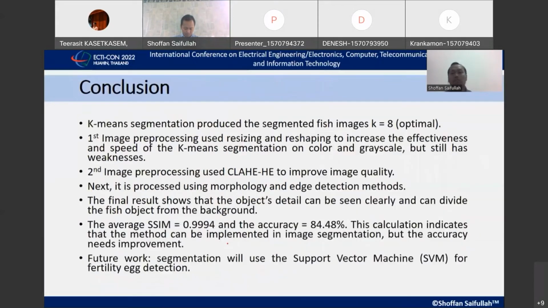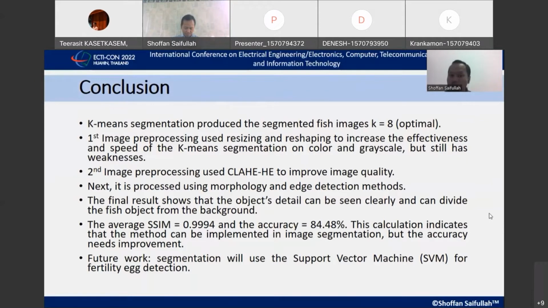And the last is about the conclusion. The Kalman segmentation produces the segmented fish with the optimal K being 8. And the second, for this conclusion, the first image preprocessing used image resizing and reshaping to increase the effectiveness and speed of the Kalman segmentation, for the color and grayscale image, but it still has weaknesses.